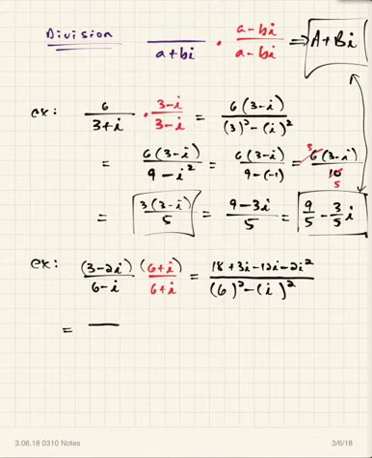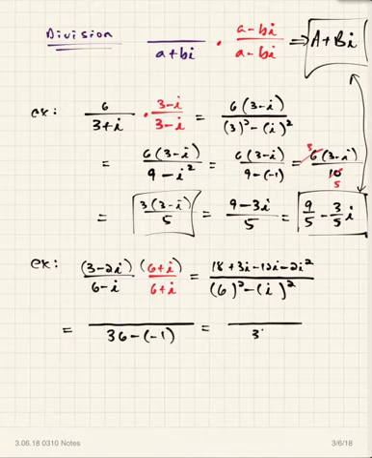Now you've got to go through and simplify everything. In the denominator, this would be 36 minus, and there's my i squared, so that's negative 1. So the denominator is 37. In the numerator, you have an 18, and then 3i minus 12i is negative 9i. And then the negative 2i squared is going to be negative 2 times negative 1, or positive 2. So the positive 2 and the 18 give you a 20. So this is 20 minus 9i over 37.